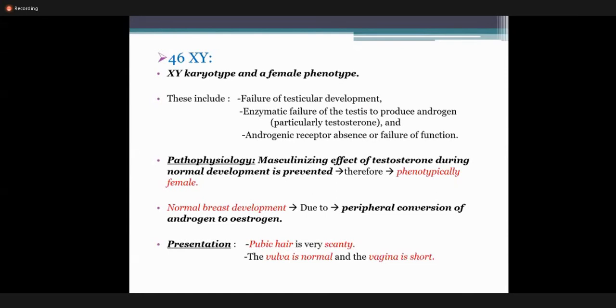Then the other cause is a 46XY karyotype with a female phenotype. This is androgen insensitivity. It's a male karyotype, that is an XY karyotype, but because of the failure of function of the androgen receptors at the end organs, such as at the pubic hair level, the person grows with a female phenotype because the end-organ receptors for the androgens are absent. The condition is also known as androgen insensitivity or testicular feminization. There is normal breast development. The pubic hair is scanty. The vulva is normal and the vagina is usually short. But there's no uterus.